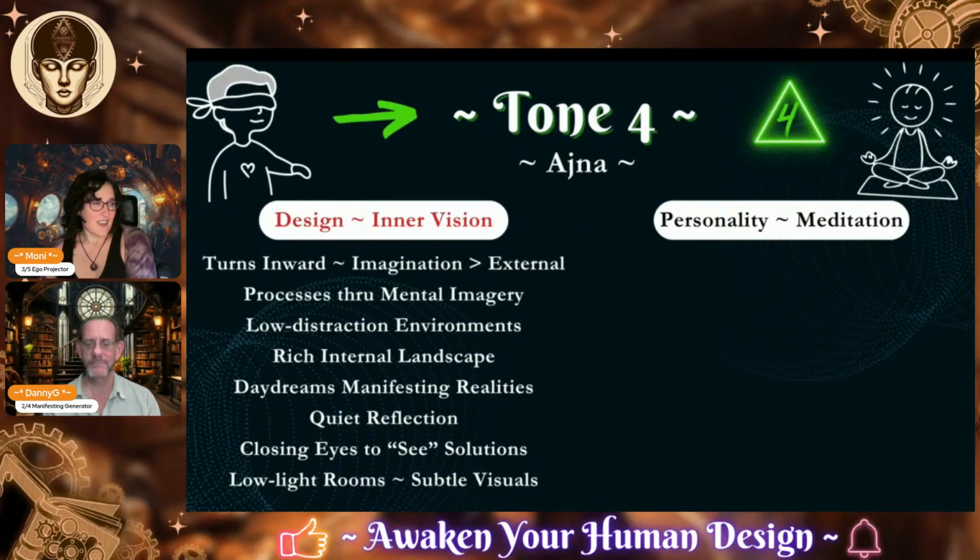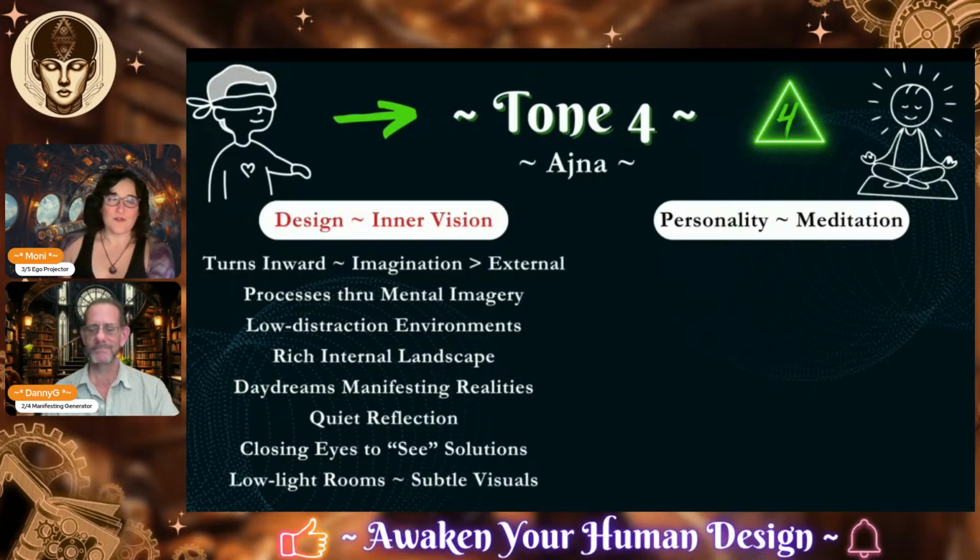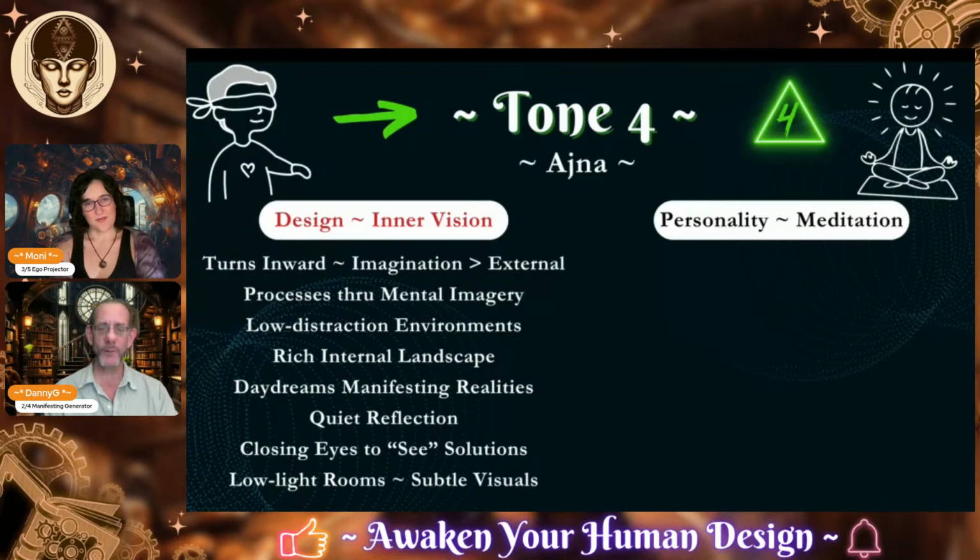So inner vision. These people turn inward towards their imagination, which kind of matters more than the external what's going on, and they process through mental imagery. They do well in low distraction environments with a rich internal landscape. Daydreams manifesting realities, quiet reflection, closing eyes to see solutions, low light rooms with subtle visuals might do them best. It's so funny how the seeing of the solution becomes sort of a take up, spin off of what was happening in tone three. And tone three was the carryover through the enthusiasm of tone two.